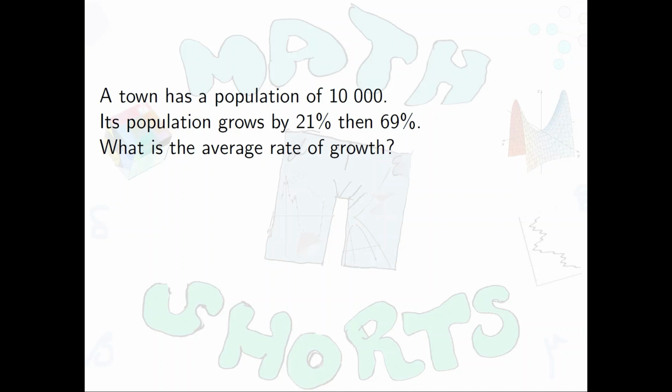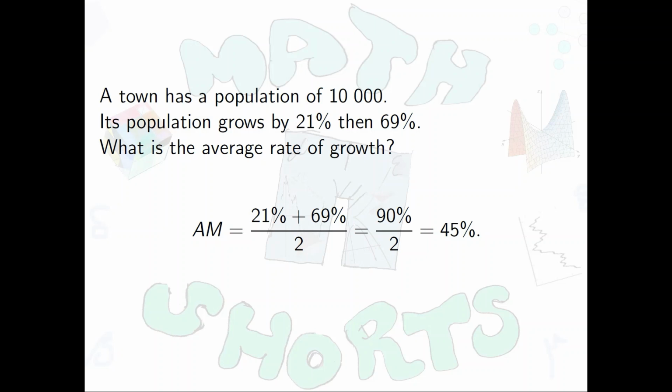So, probably the first thing that jumps into your head, we see that average. So we jump to our arithmetic mean and we say, well, 21 plus 69 divided by 2 is 45%. So the average rate of growth should be 45%. And a lot of people would be happy with that.